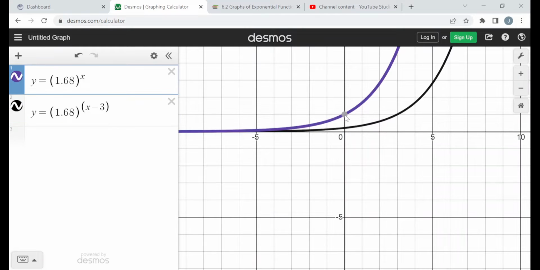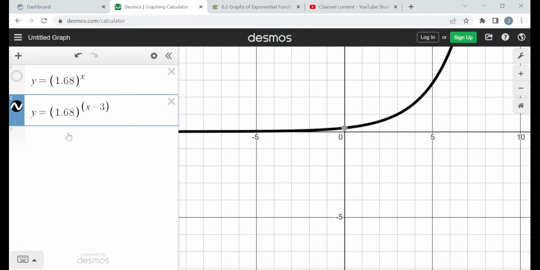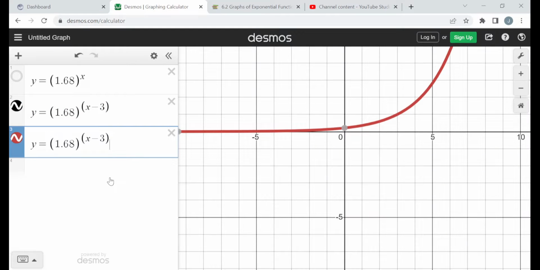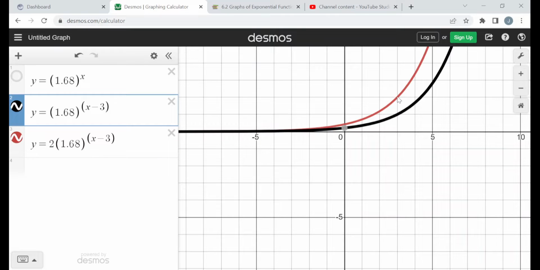This had 0, 1. This has 3, 1. To the right 3. So still the same domain, range, and asymptote though, but now we're vertically stretching by a factor of 2, just multiplying this previous one by 2. And you know what, I'll just copy and paste this and put a 2 in front of it. Now you see this red graph, every point on the red graph, instead of 3, 1, it's at 3, 2.